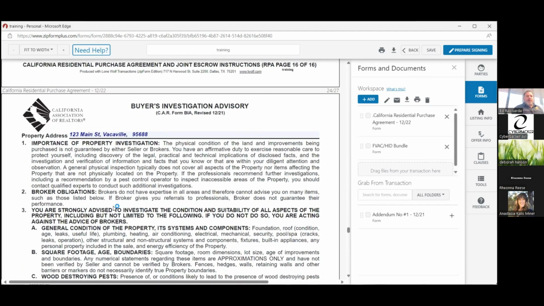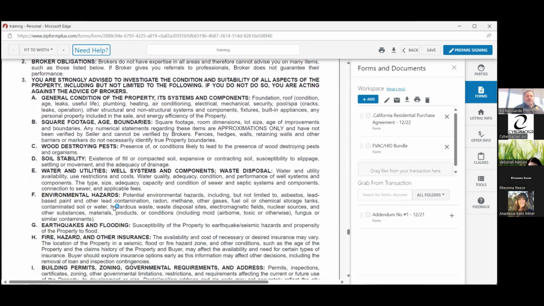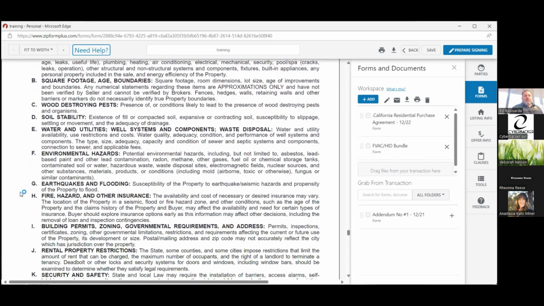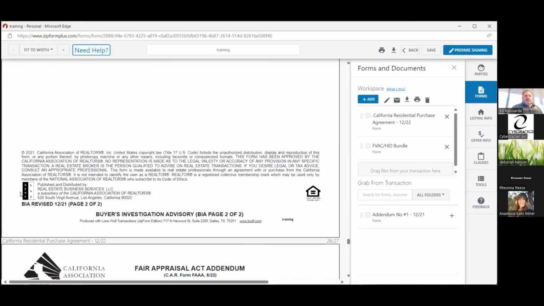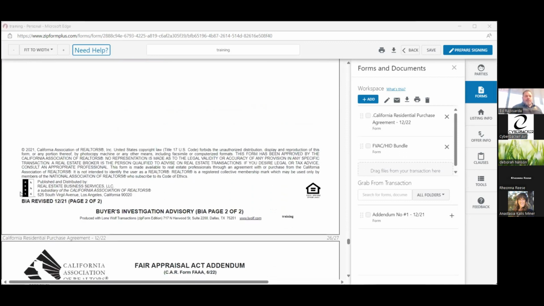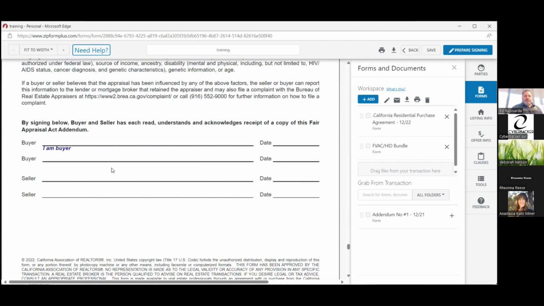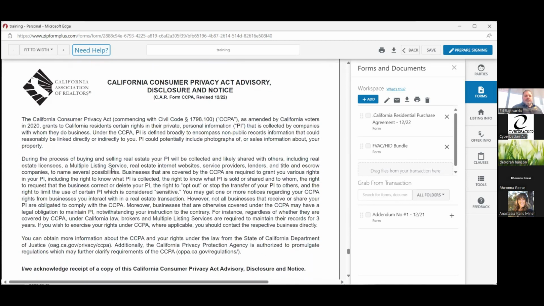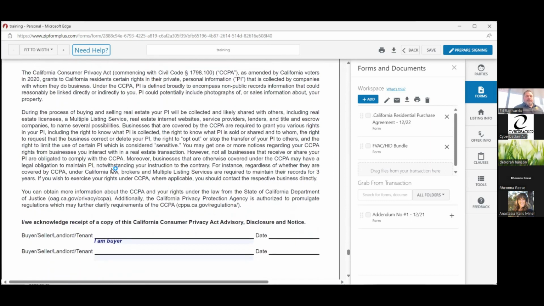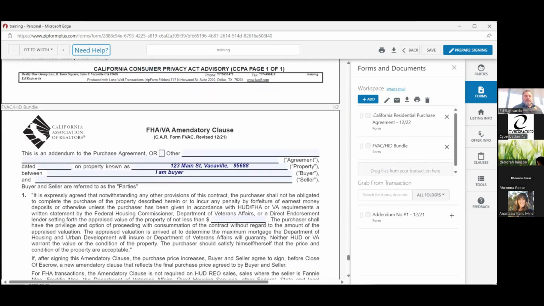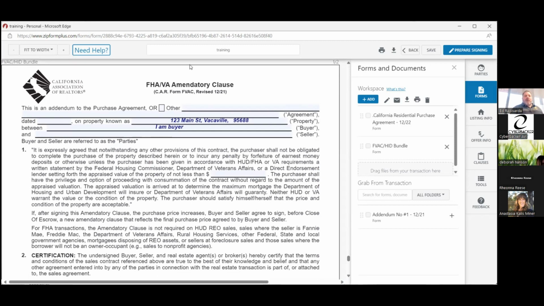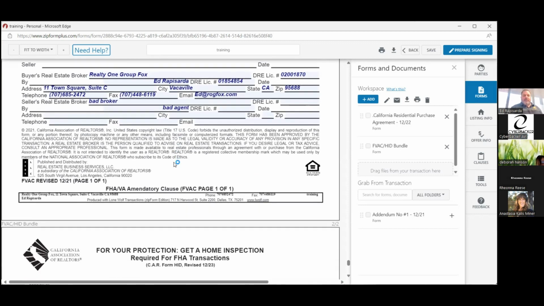Other forms included: the buyer's investigation advisory goes into detail about areas that the buyer should investigate. Fair appraisal. Consumer Privacy Act advisory. We don't sell your information. There's other companies that do. And then depending on what form you have, if you have an FHA or VA, you may have the amendatory clause. We can get into that.